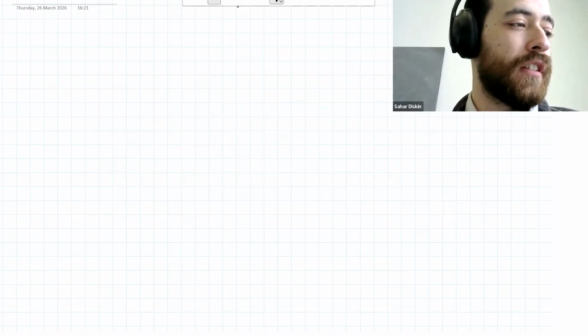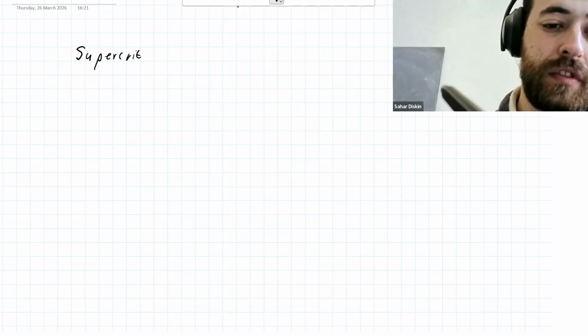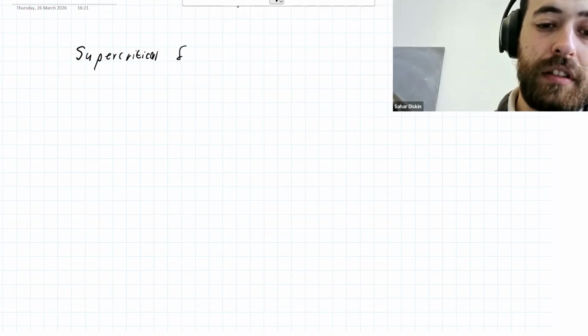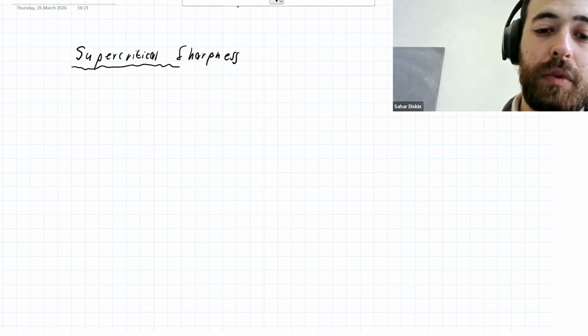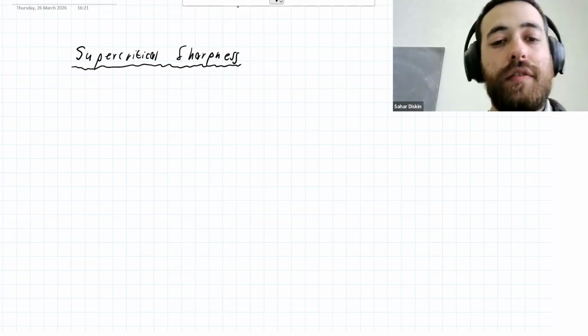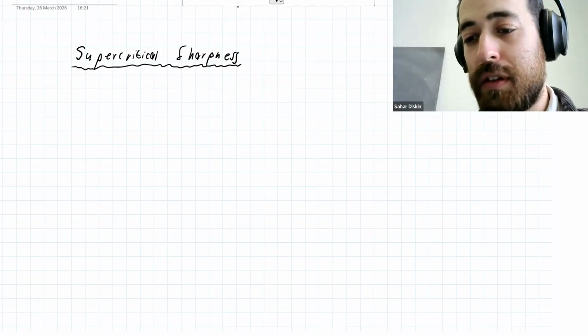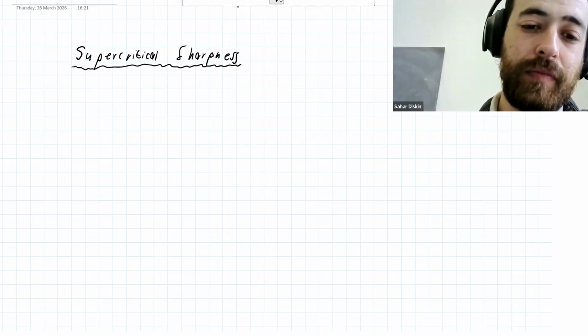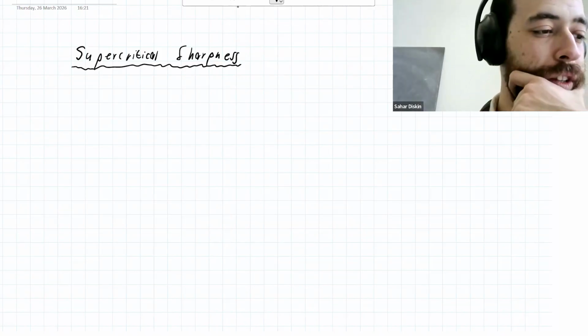Thank you for the introduction and thank you for having me. So yeah, we're going to talk about supercritical sharpness. Everything I'm going to talk about is joint work with a few colleagues here at ETH, but let me introduce them when we get to the theorem. So let me start first with a bit of background.